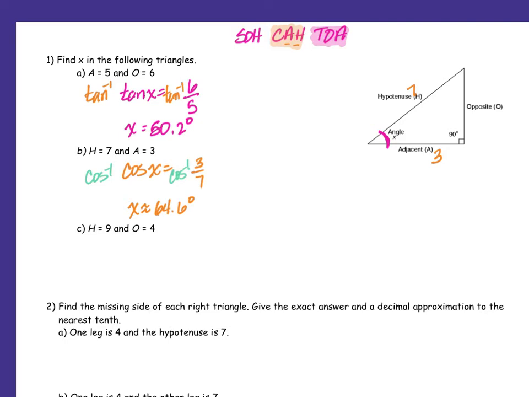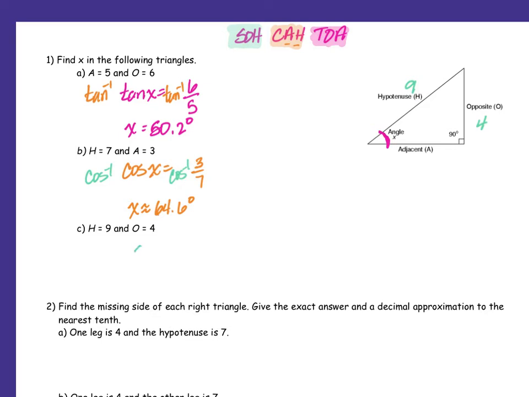And then we're going to look at the last one here. The last one gives me my hypotenuse, which is 9, and it gives me my side opposite, which is 4. And I'm looking for O and H this time. That means this time I'm going to use sine, which gives me O and H.